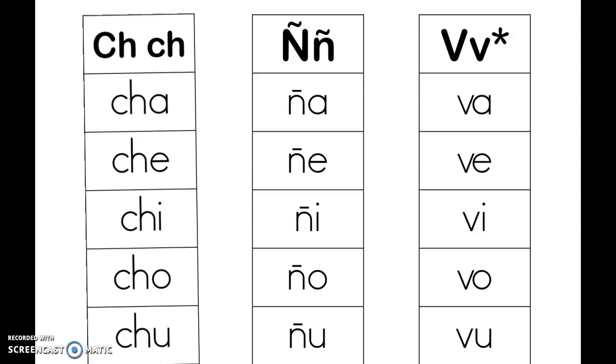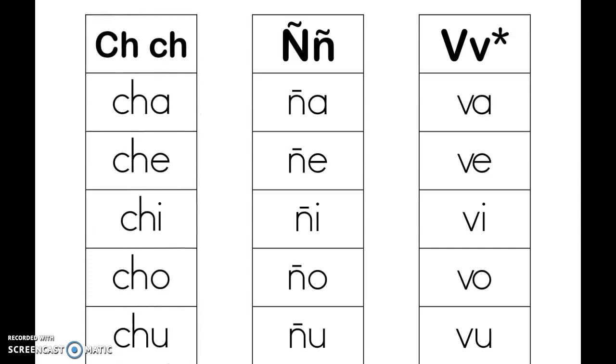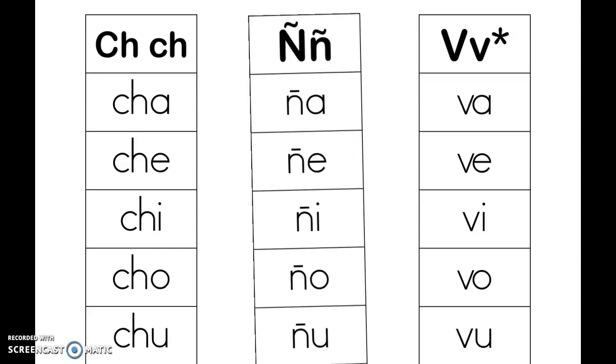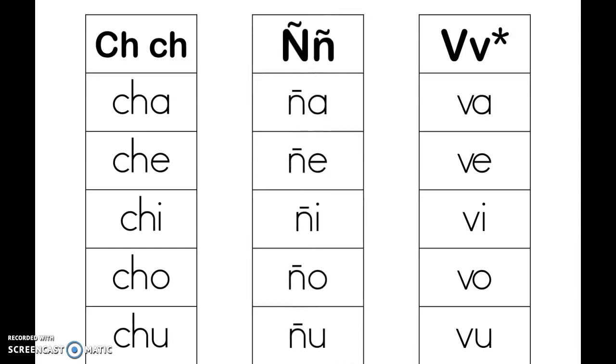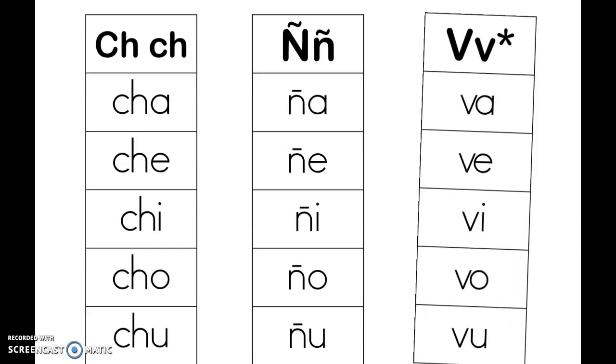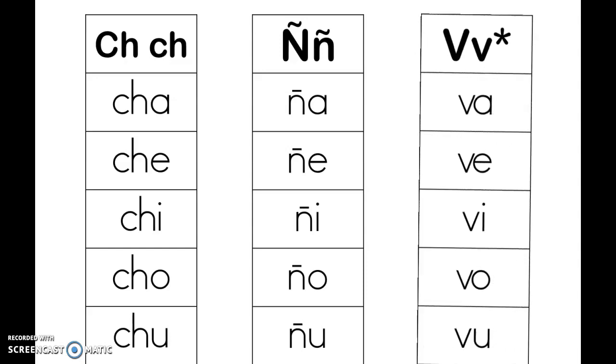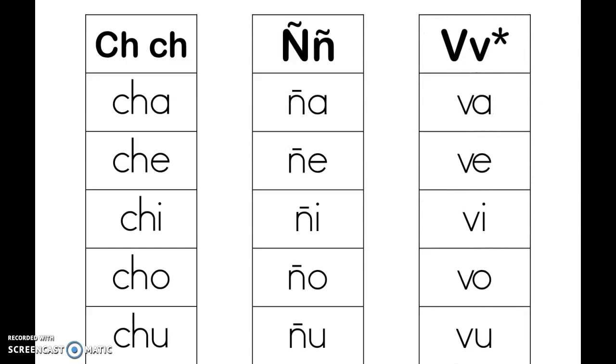No surprises there. And then letra Ñ, which is an additional letter we have in Spanish. Ñ sounds like ña, ñe, ñi, ño, ñu. That's difficult to say even for me. So again, that's ña, ñe, ñi, ño, ñu. Okay, next is letra V. Letra V is interchangeable with letra B. So that's going to be va, ve, vi, vo, vu. Or if you want to pronounce it the other way, that's also okay.